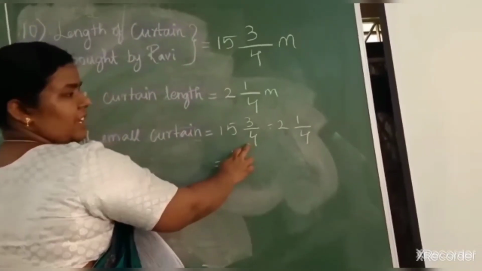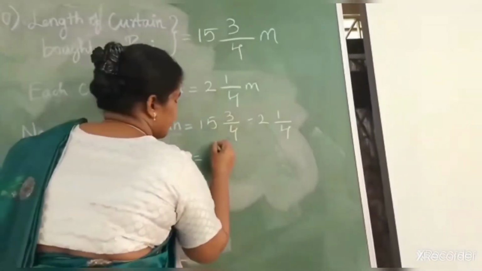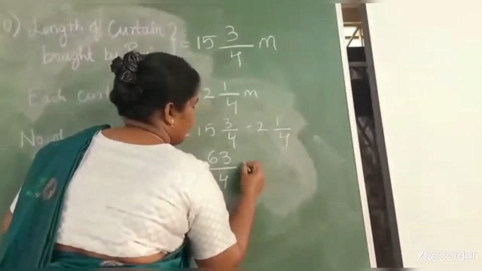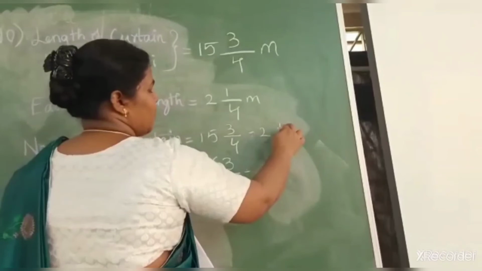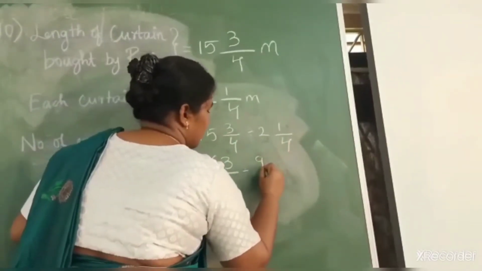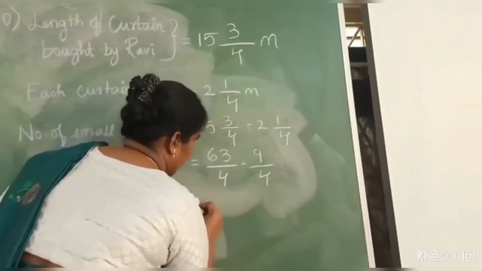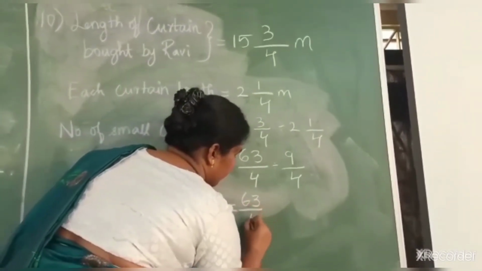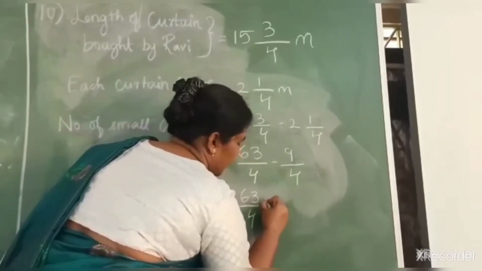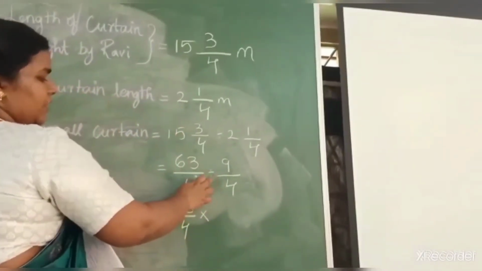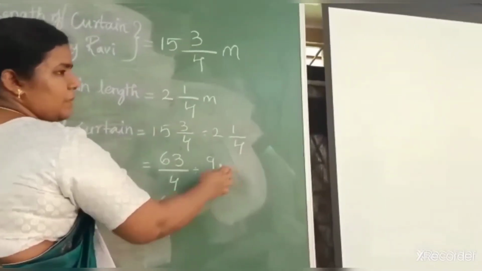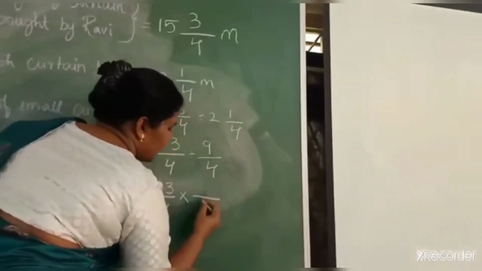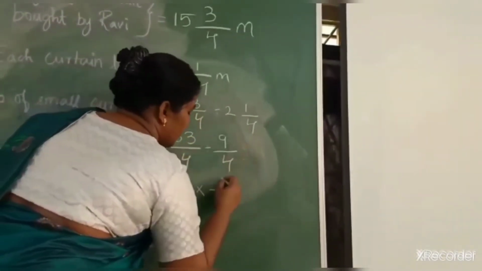So 15 fours are 60, 60 plus 3 is 63. 63 by 4 divided by, 4 twos are 8, 8 plus 1 is 9, 9 by 4. Okay, so here 63 by 4. Division will be like multiplication, and while we convert division into multiplication, the next term will be the reciprocal. So 4 from the numerator will go to the denominator, and the denominator 4 will go to the numerator.